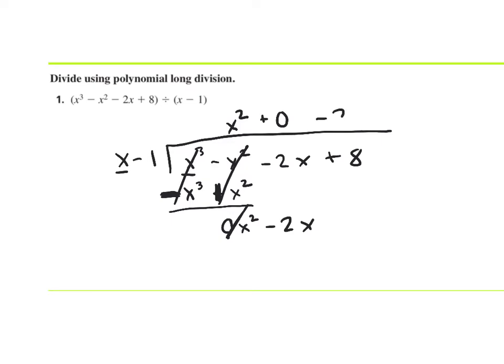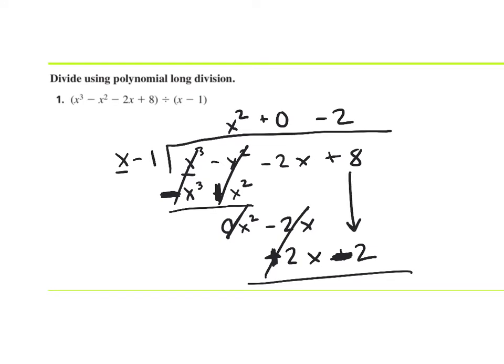So what times x gives us negative 2x? Negative 2. Now I multiply at the top and the front. So negative 2 times x, negative 2x, and negative 2 times negative 1? Positive 2. What do I need to do next? Change the signs. So this becomes a plus, this becomes a minus. Add the 2 together, so these cancel. What am I adding to negative 2? 8. So I just have to bring the 8 down, add these 2 together. So 8 minus 2 is 6.